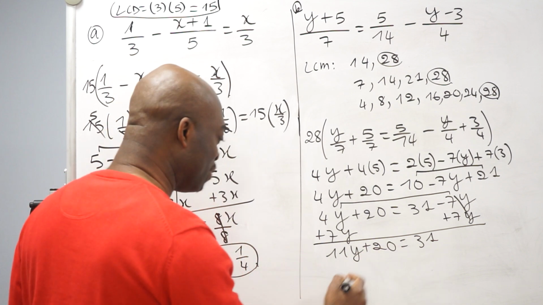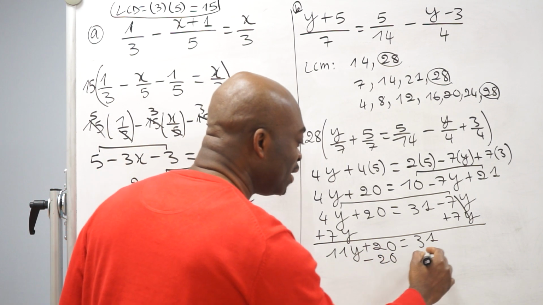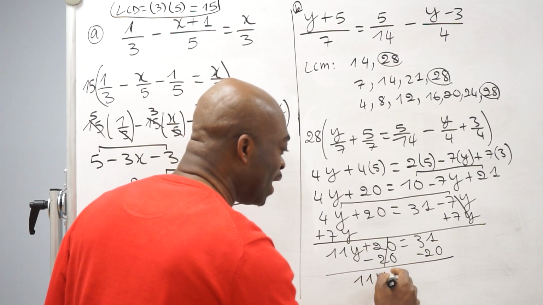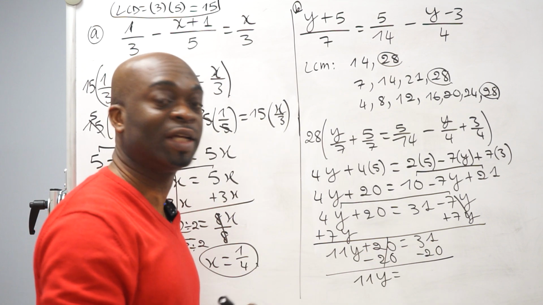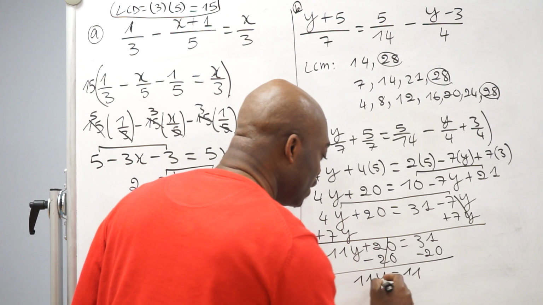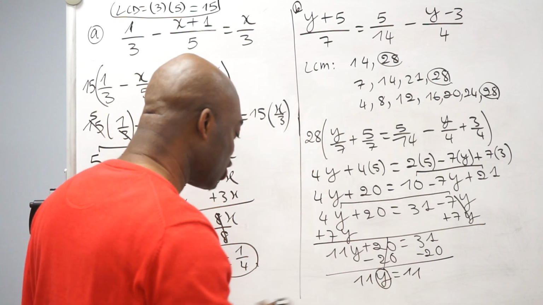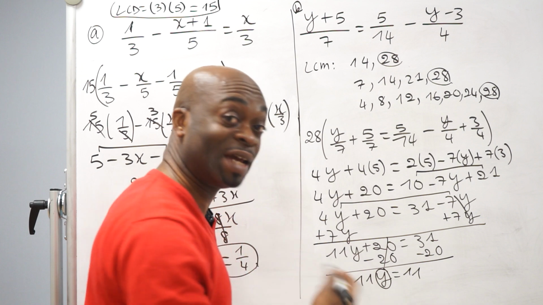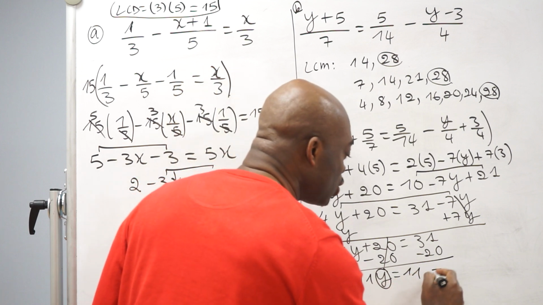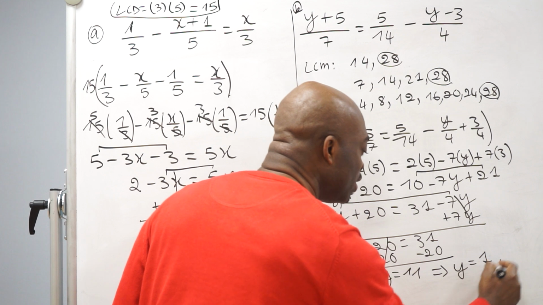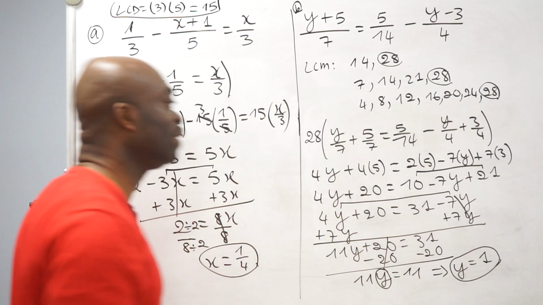So now we got to get rid of the 20. So we have negative 20, negative 20. We end up with 11y equals to what? 31 minus 20 is 11 also. What are we solving for? y. Let's not forget about that. So we can always divide both sides by 11 and 11. Okay? So 11 divided by 11 is 1. So y equals 1 in this case.